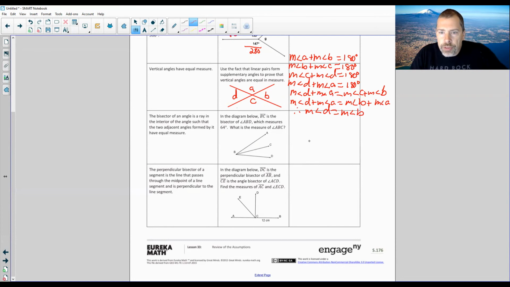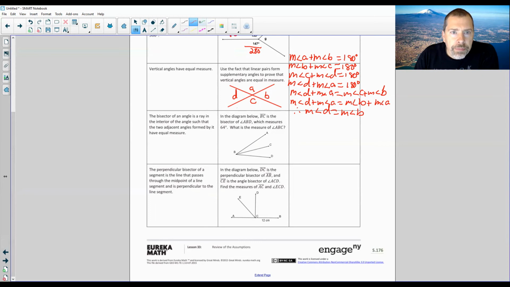So that's a whole bunch of truths there, knowing that these are straight lines and equal measures, vertical angles are equal in measure. And we use the fact that linear pairs form supplementary angles to prove this. So you can use any one of these angles, and then we could finally conclude that the measure of angle A is equal to the measure of angle C as well.